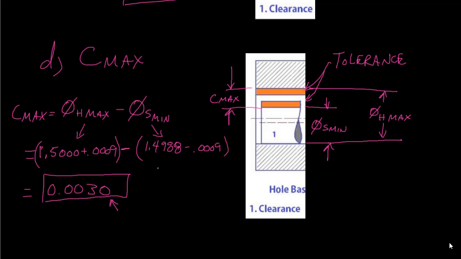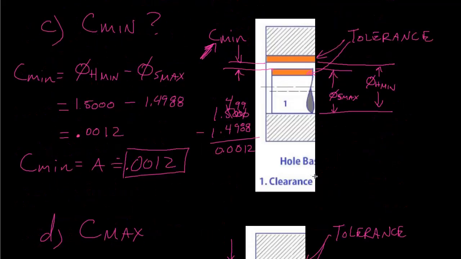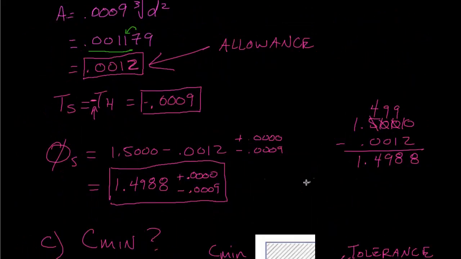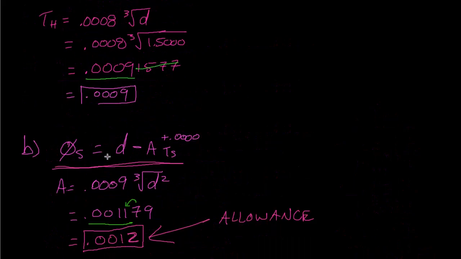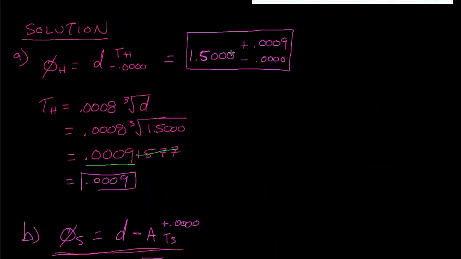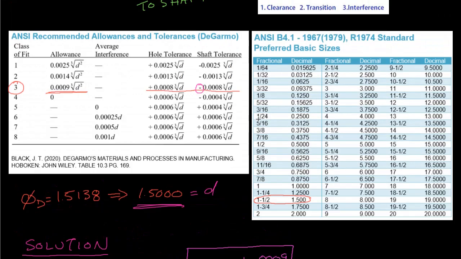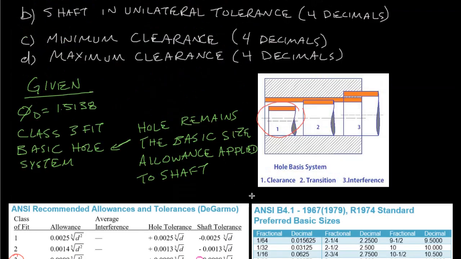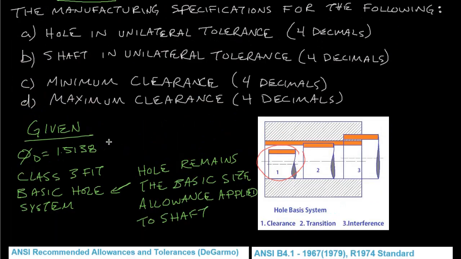Okay, so that is how you answer a question of this type and size the shaft diameter and the hole diameter with tolerances using the ANSI recommended allowances and tolerances for a basic hole system.